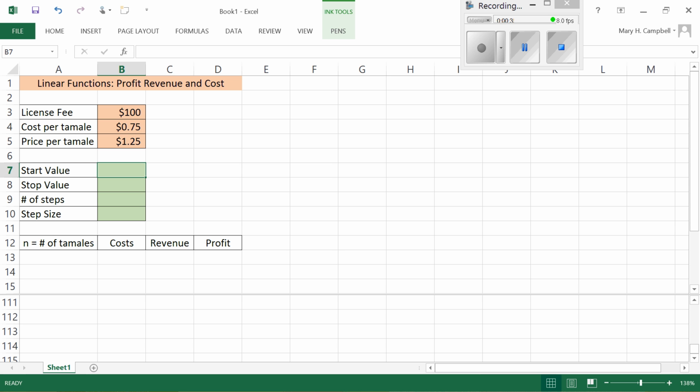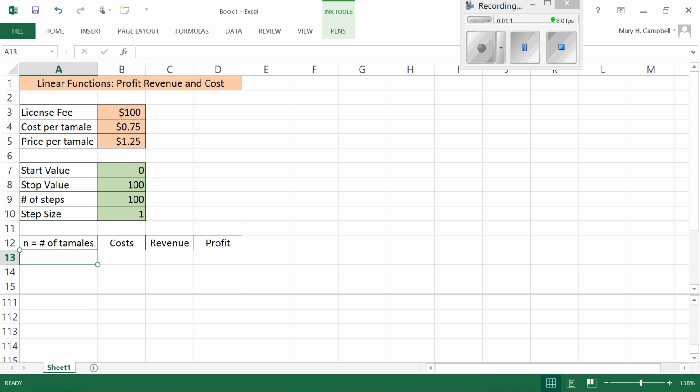So just to start off with, I'll start my table at 0, have a stop value of 100, and 100 steps. And my step size will then be the formula. Oops, formulas always begin with equal. The stop value, subtract the start value, divided by the number of steps. So as we change the start and stop values, the step size will update, our table will update, and our graph will update.